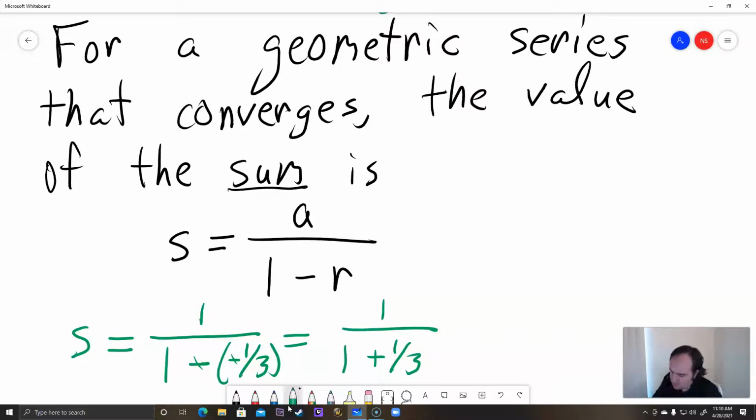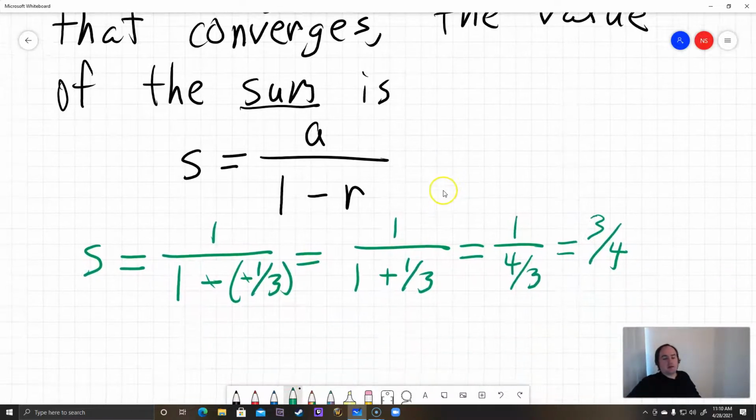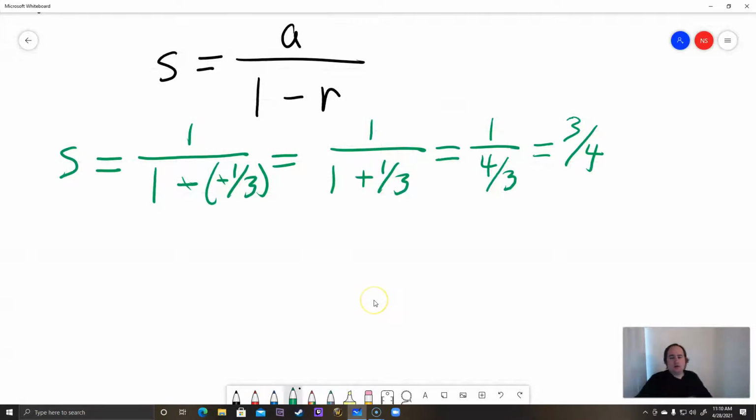And then 1 plus 1/3 is 4/3. So we have 1 over 4/3, which is equal to 3/4, because if you divide by a fraction, that's the same as multiplying by the reciprocal. So we got our S. Our S equals 3/4. And that's actually the sum of the series.